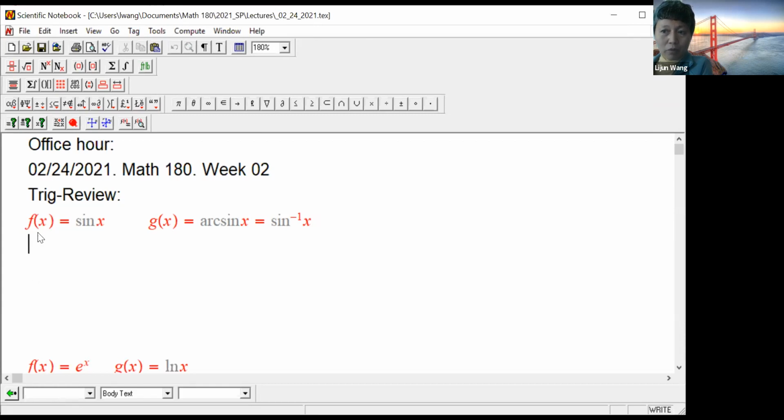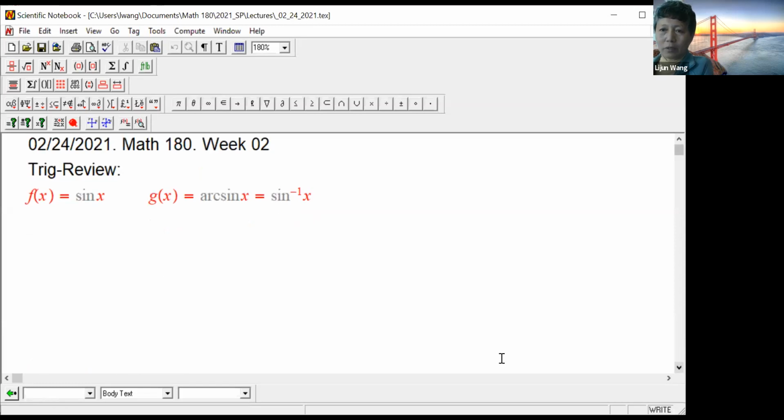Then you say, well, if sine doesn't have an inverse, where does arcsine come from? Well, in trigonometry, you have learned that. You might have forgotten. That's what we are reviewing this for.